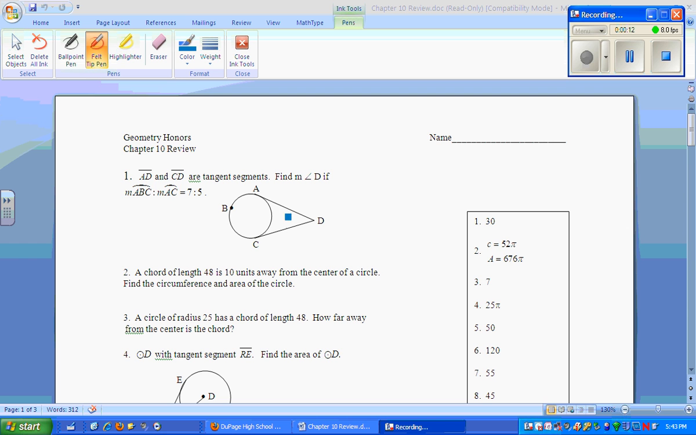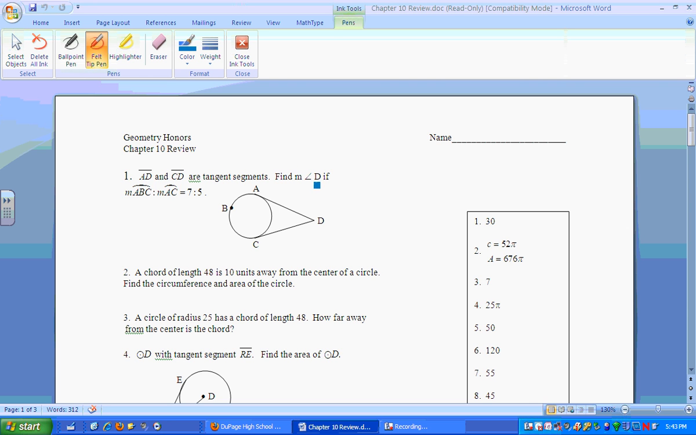It says AD and CD are tangent segments. Find angle D, so this is what we're looking for here. If ABC is in a ratio of 7 to 5 with AC, this would be 7x, 5x, causing you to get a ratio. What do you know a circle equals? Well, 7x plus 5x would equal 360, or 12x equals 360. So x ends up equaling 30.